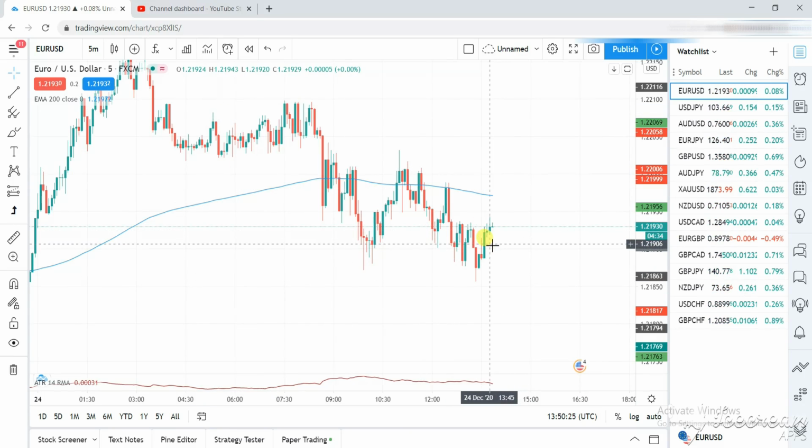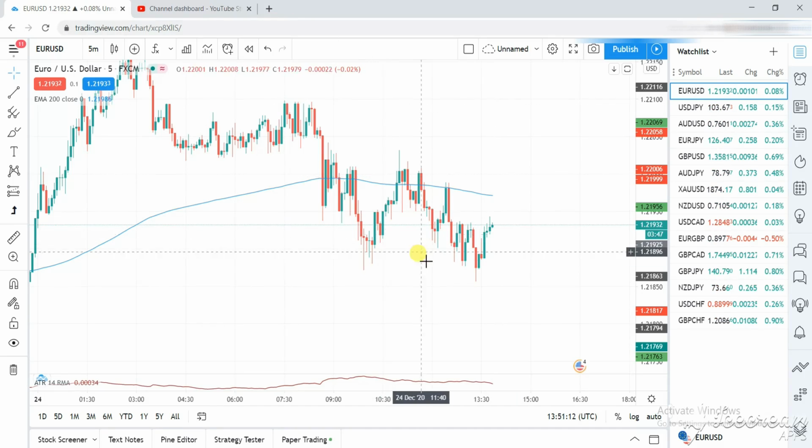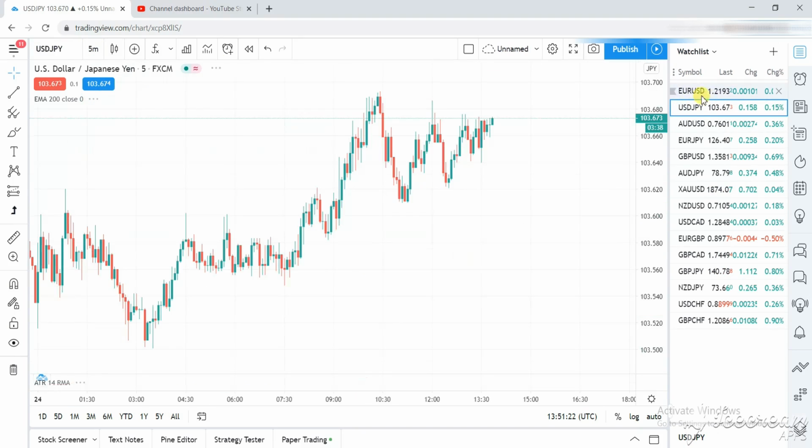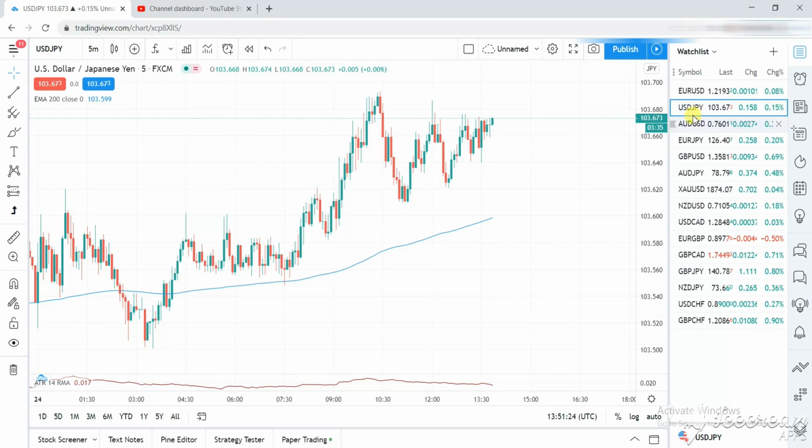What's the time? The time is 13:50, 24th of December 2020. So let's wait for an entry. Right now I can't find an entry. I'm using the 5-minute time frame. I only trade EU and UJ, Euro USD and USD JPY. So if I see a setup, I'll come back to you guys, take a trade, and you guys will see the results. I'm looking forward to taking at least 4 trades every single day, and let's see what happens.